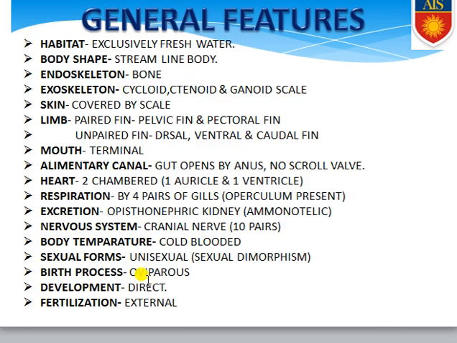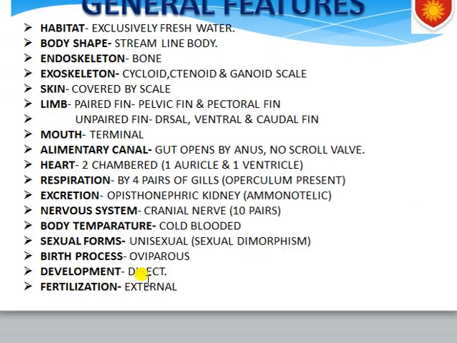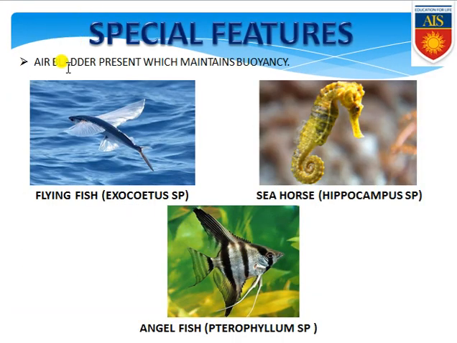If you come to the special feature, the special feature is exclusively that an air bladder is present, which maintains the buoyancy. That is the only special feature commonly found in these specific animals. Now whatever types of fishes come under this Osteichthyes or bony fish family, this is the fish that is called the flying fish.